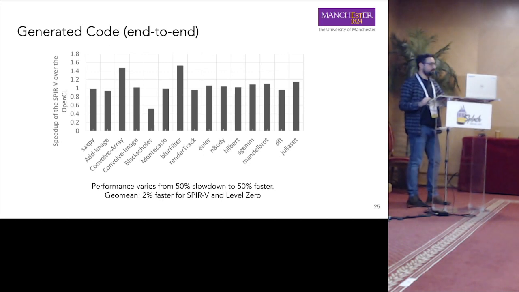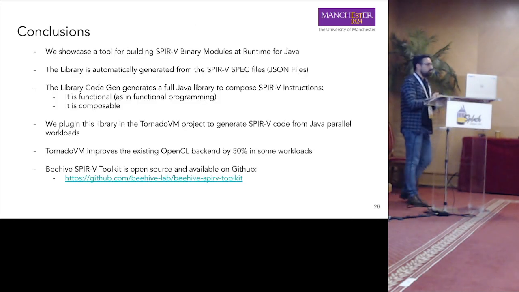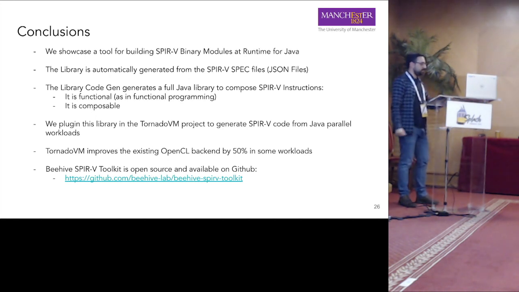All right, so to conclude, I showed you here, first, a toolkit. The toolkit was automatically generated to adapt to new versions of the standard as we progress. And then we took that toolkit and integrated it into the Tornado VM project to be able to actually generate and optimize Java code to run on SPIR-V devices. And the final key message is that we can speed up the overall process of execution, not just compilation, but execution, by 50% in some cases. And with that, I conclude my presentation, and I'm happy to take questions. Thank you very much.